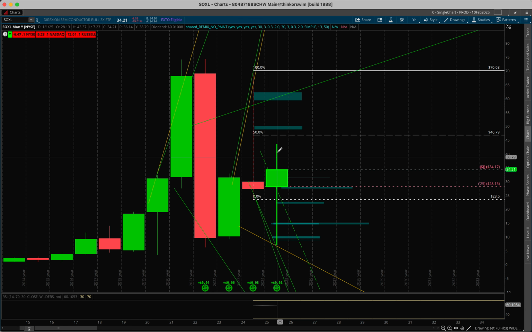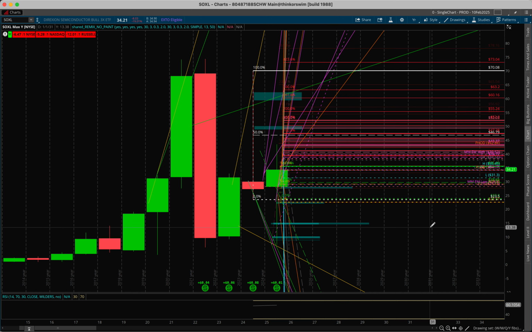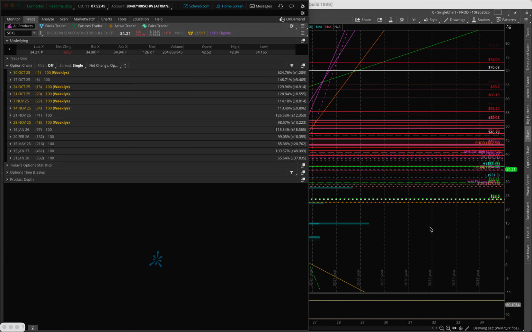Definitely want to take some of that upper wick away, and really be in a good position to go 2 down, 2 up next year, and really target that 70.08. So that's our zoomed out view. Let's go ahead and look at the market maker's expected move for the week.